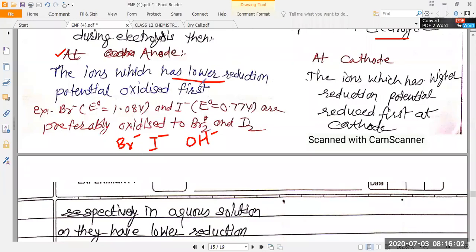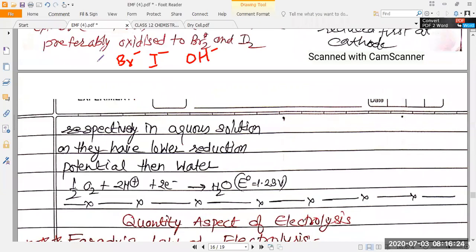at anode? See, in an electrolytic cell, at anode always oxidation occurs, in an electrolytic cell as well as in an electrochemical cell, the Daniell cell also. This is the same method in both the cells. Anode means oxidation only. So out of the three, bromide, iodide, and hydroxyl, which one will oxidize on the basis of their reduction potential?